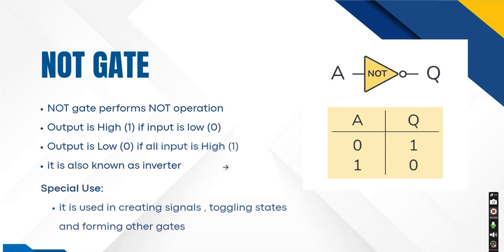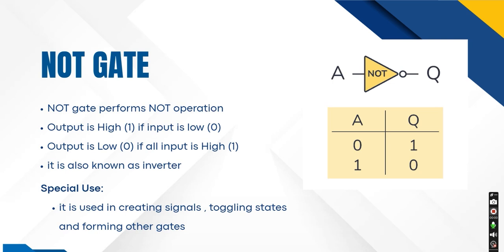So let's look at the special use of the NOT gate. It is used in creating signals, toggling states, and forming other gates. We are going to get to forming other gates. But when we talk about toggling states, we want to change from one particular state to another state. That's what we mean by toggling states. I want to change from a state of 0 to a state of 1.